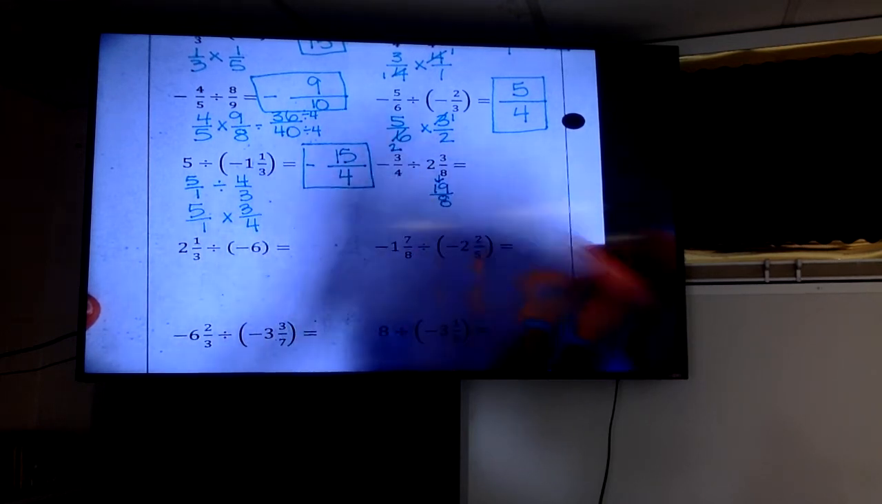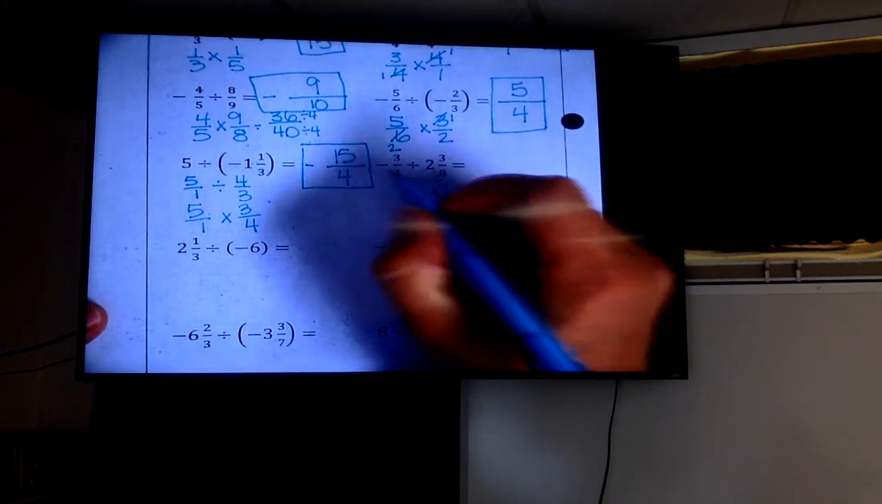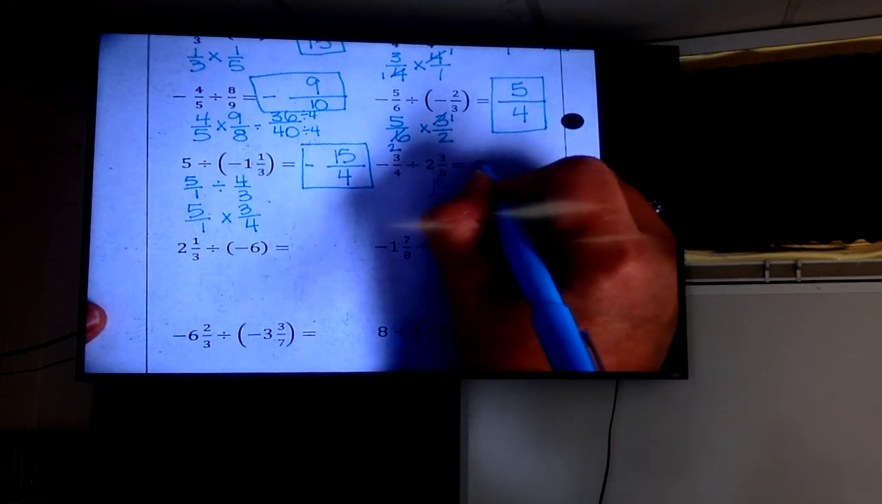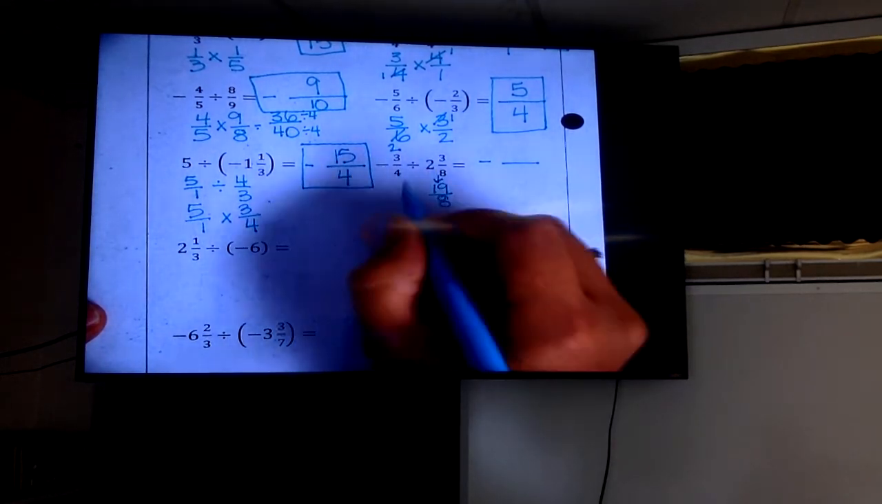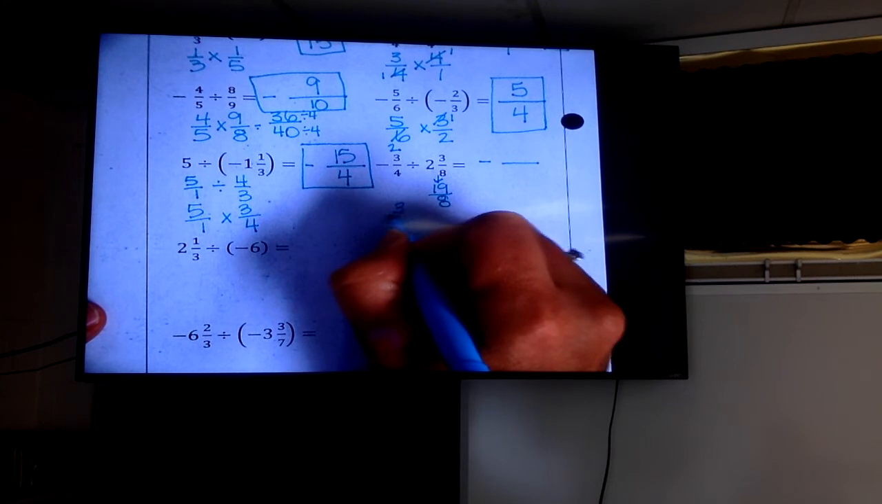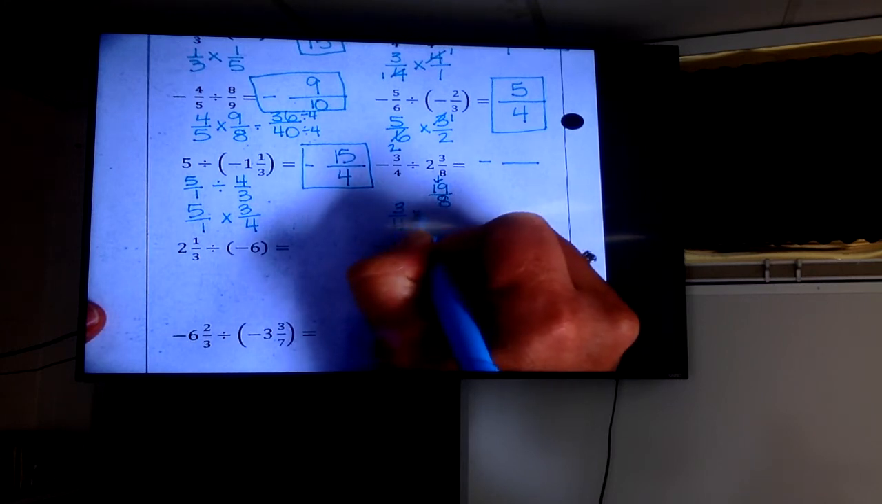I'm going to keep, change, and flip. Oh man, I forgot my sign again. Okay, a negative divided by a positive is a negative. Now let's do our keep, change, flip. So 3/4 times 8 over 19.